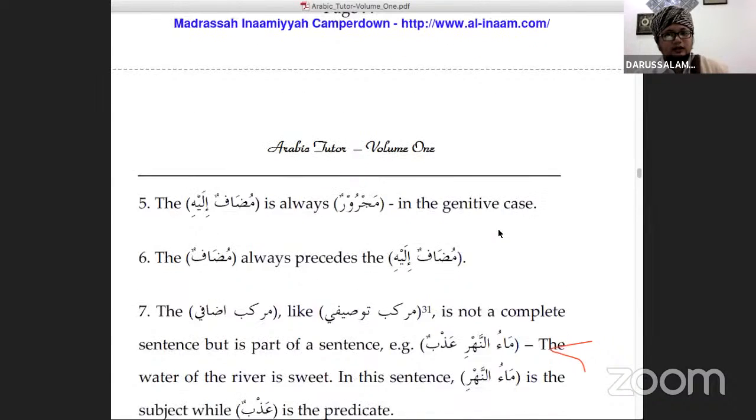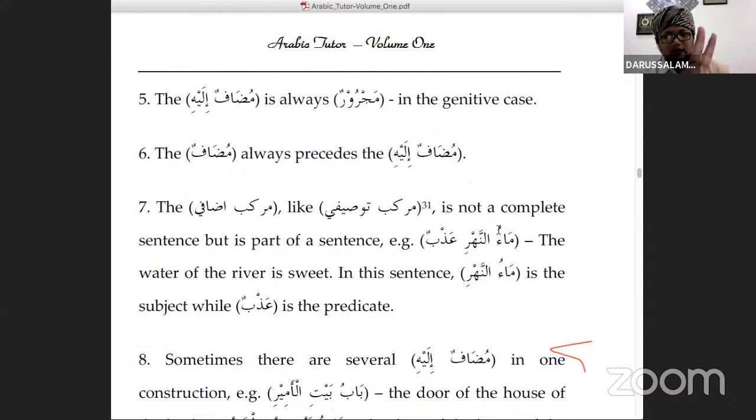And the second part, the mudaf ilayh, is always majrur. What does majrur mean? Kasrah. Kasrah. Tanda bawah, baris bawah. For example, Kitabu Zaidin. Zaidin. That's majrur. Khatamu fiddatin. Ma'un nahri. You see, all of them, the second part, the mudaf ilayh, is always majrur. Only two things, those two things only that you have to remember.